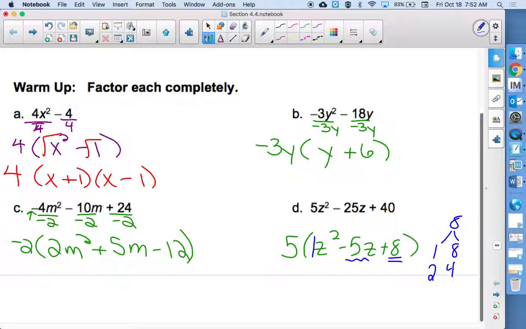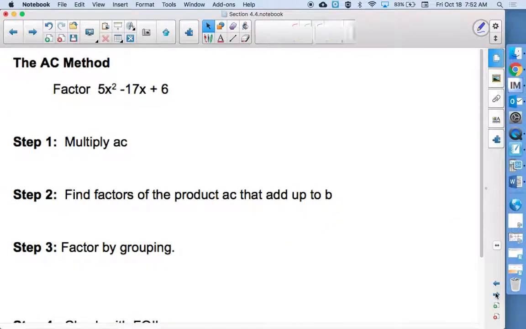We will talk about how to factor that today. So we haven't done any factoring with a coefficient. Questions? So if you look underneath, we are going to talk about factoring. This is the AC grouping method. We generally call it the grouping method or the AC method.